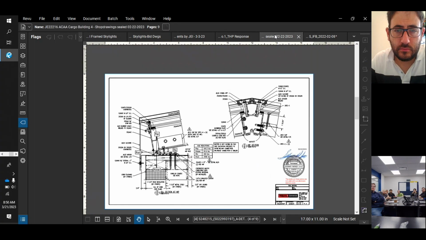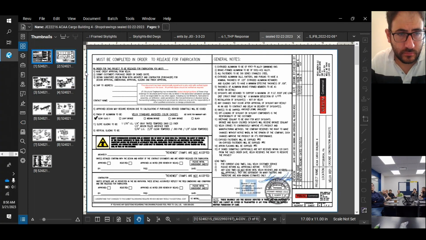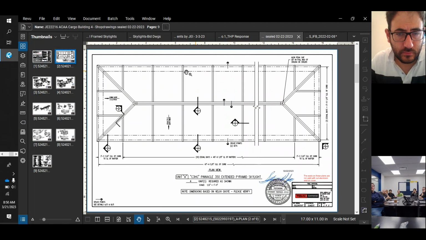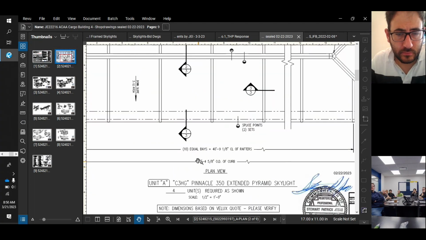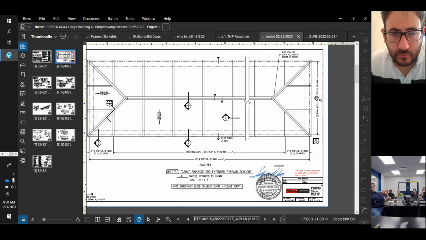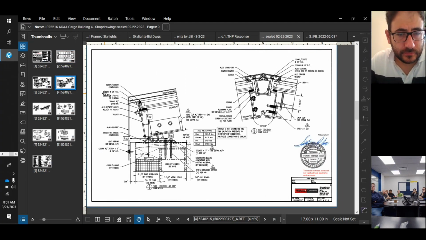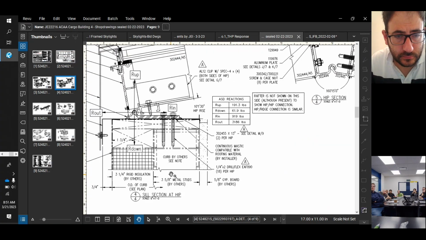Now, I'll show you an example of something that was not as clear and as thorough on a similar skylight. This was on an air cargo building. This is the skylight that we're dealing with, about 47 foot long by 9 or 10 foot wide. This is one that Juan Pablo worked on. When Stuart was getting ready to seal this one, he looked at this tiny little curb detail here that was supporting the skylight.